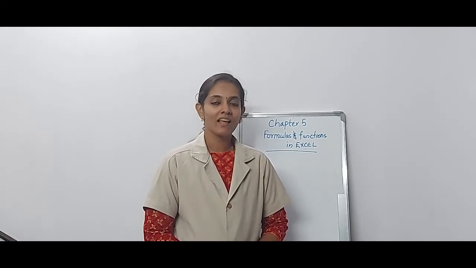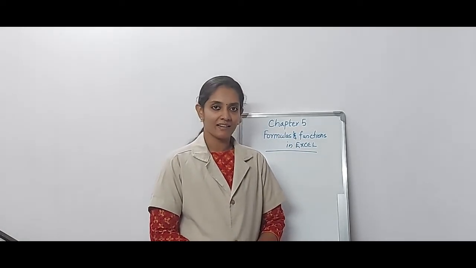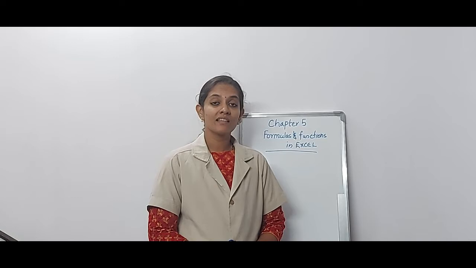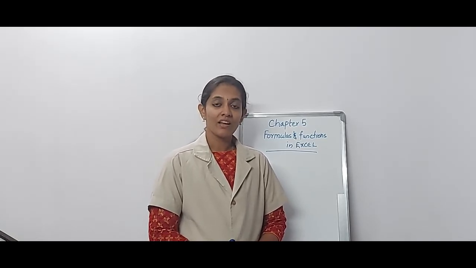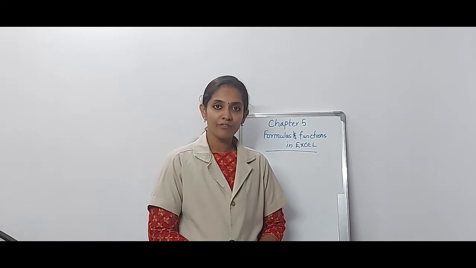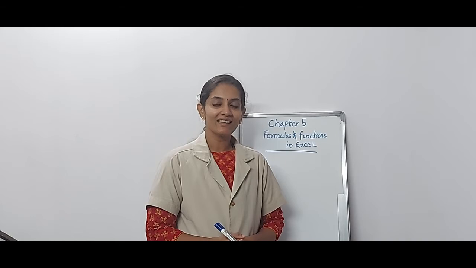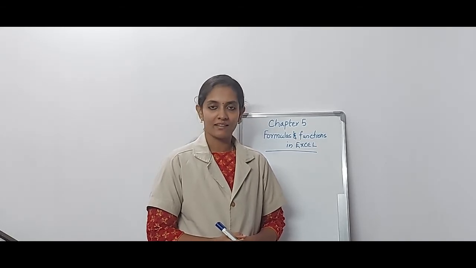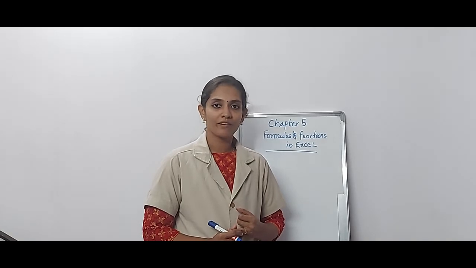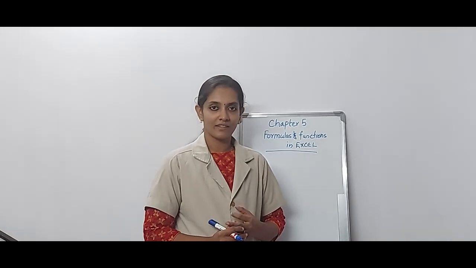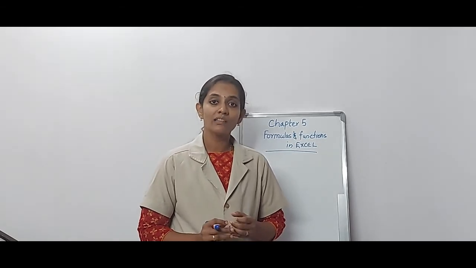Today we are going to discuss the continuation of chapter 5, formulas and functions in Excel. In last class we discussed cell references. What is a cell reference? Referencing the cell address of any other cell is known as a cell reference. Then we learned three types of cell references. First one, relative reference. Second one, absolute reference. Third one, mixed reference.